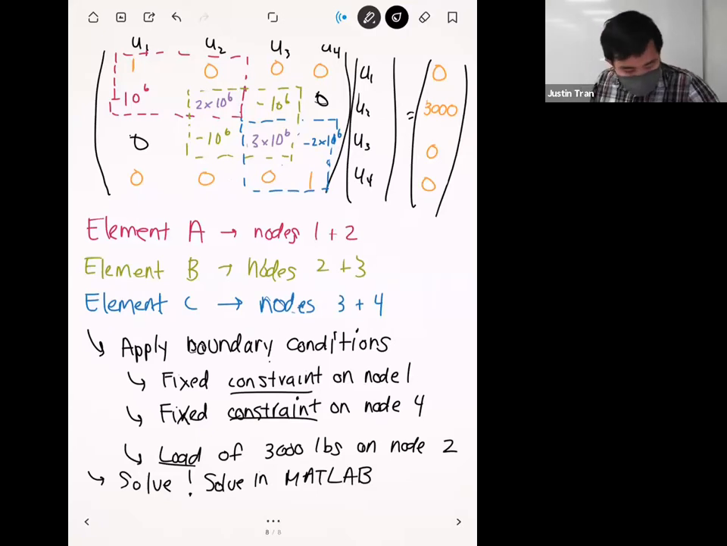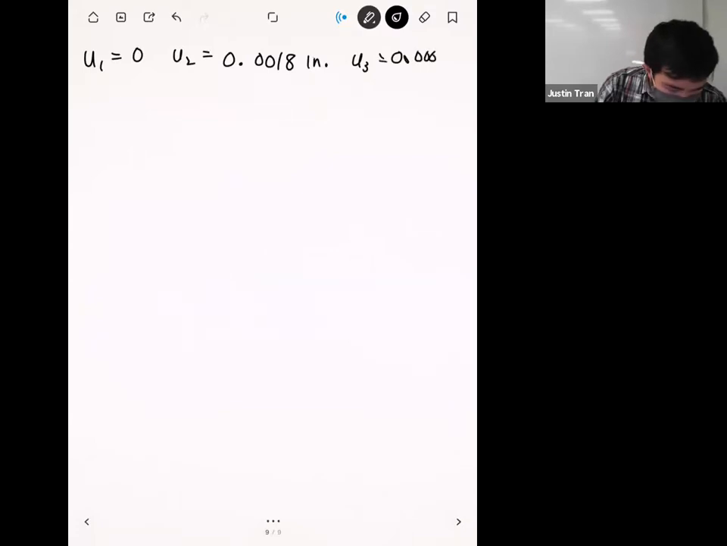Okay. All right. So let's go ahead and look at the solution. And so if we plug all of these parameters into MATLAB, then what we get is U1 is equal to 0, U2 is equal to 0.0018 inches, U3 is equal to 0.0006 inches, and U4 is equal to 0 inches.